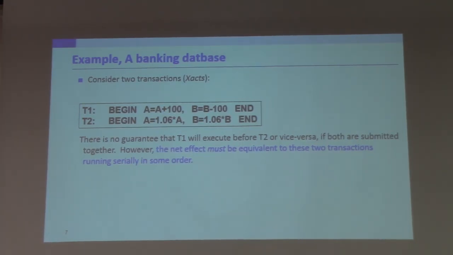So your isolation level says you must ensure the execution of these two transactions leaves the database in a state that's equivalent to either this or this, right? That's what we mean by serializable isolation. You can interleave actions from different transactions, but at the end of the day, it must be equivalent to either this or that.